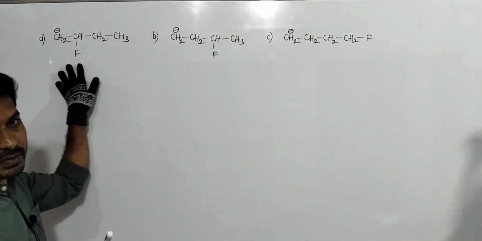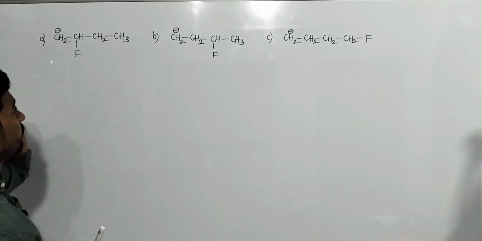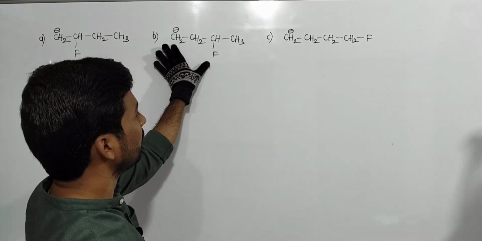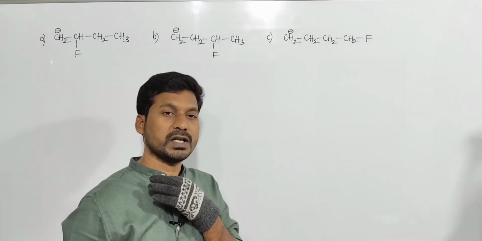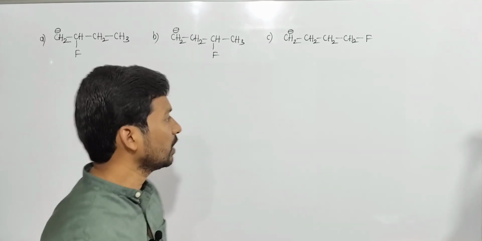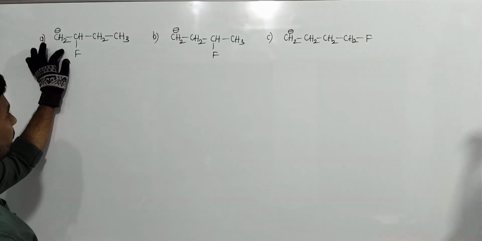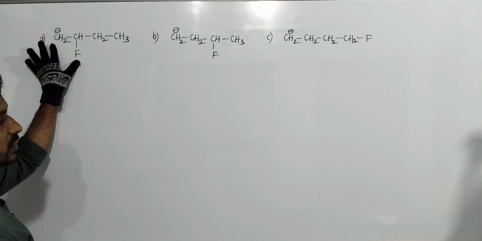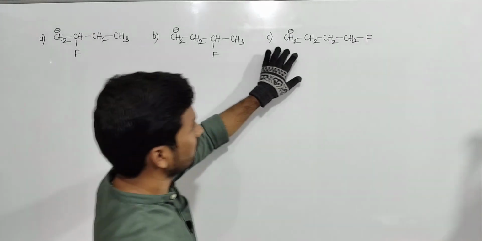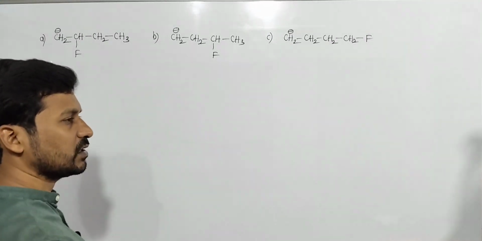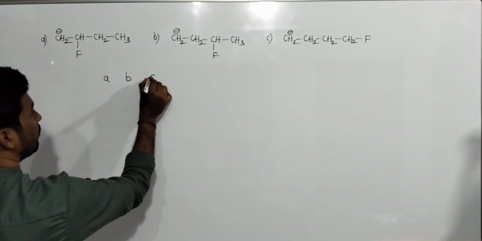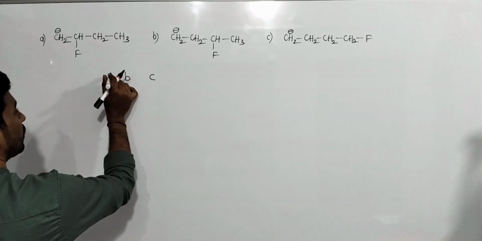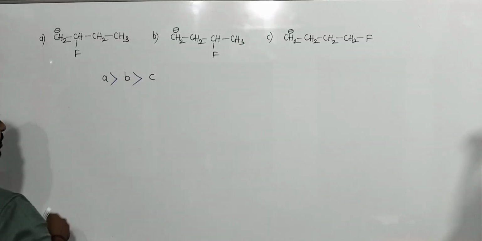We know fluorine is an electron withdrawing group, minus I group, that increases the stability of carbon ion. Here also fluorine, here also fluorine. In all these three cases, fluorine is present, that is a minus I group, that increases stability of carbon ion. Here, C distance. As the distance increases, inductive effect decreases. So here minus I effect is more, here less, here very less. As minus I effect decreases, stability of carbon ion also decreases. So order is A, B, C. A is more stable than B, more stable than C.